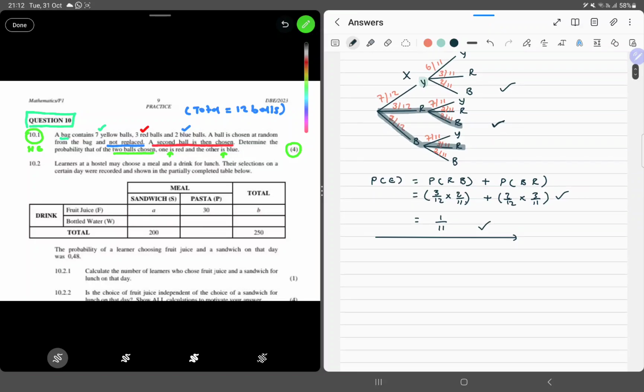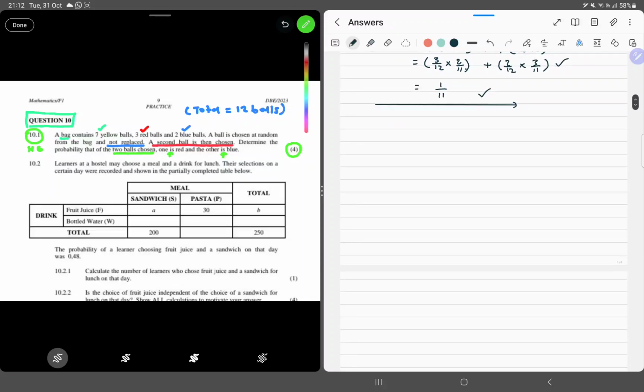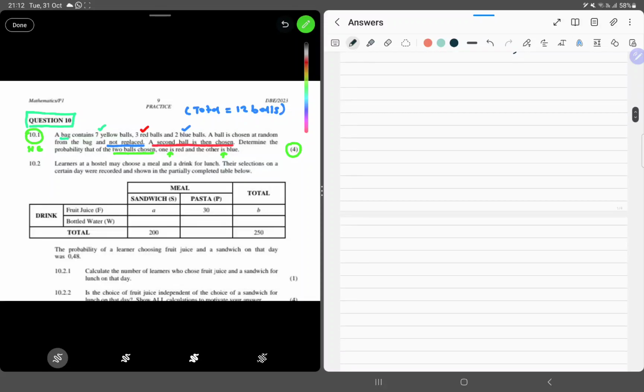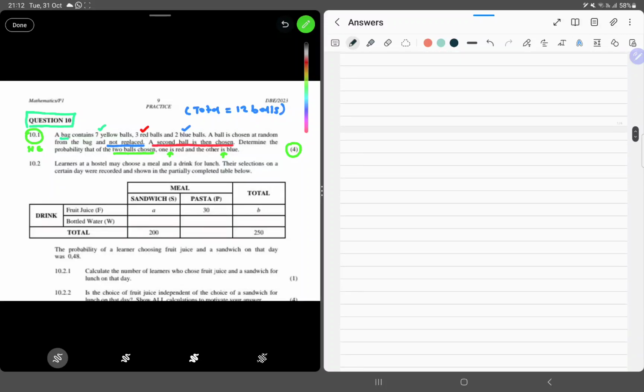Great, so let's move on, guys. So 1 tool down, and I'm sure now you've gotten the hang of how to use these. So let's go on to 10.2. 10.2 says, learners at a hostel may choose a meal and a drink for lunch.